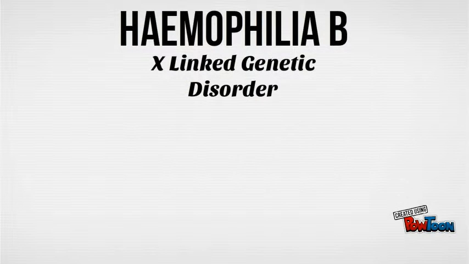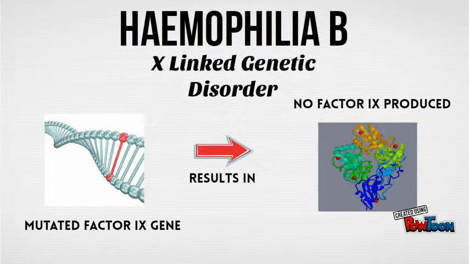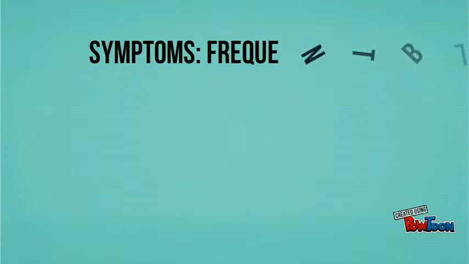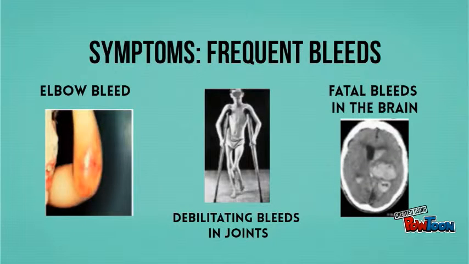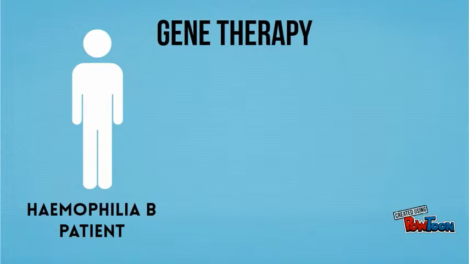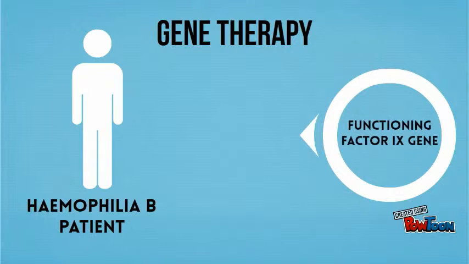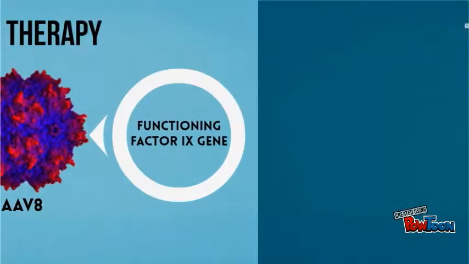Hemophilia B is an X-linked recessive genetic disorder that arises from a mutation in the factor IX gene. This mutation prevents the production of the blood clotting protein, factor IX. As a result, patients with hemophilia suffer from spontaneous and injury-associated bleeds that can be debilitating and in some cases fatal. Gene therapy treatments aim to replace the faulty gene with a correctly functioning gene using a virus called AAV8.